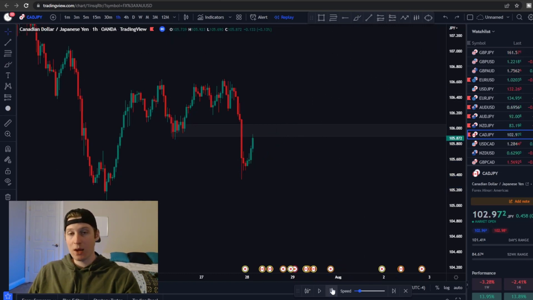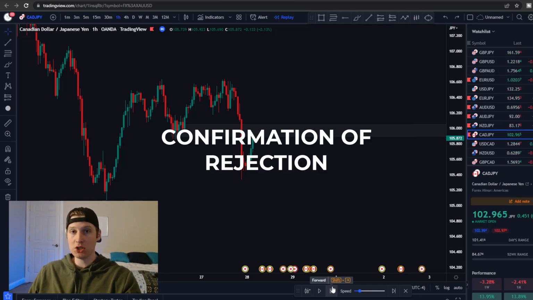So after a little bit of time waiting, we actually did get this pull back up into this level of resistance, now testing it as a possible rejection area. But what I don't do with this strategy is simply sell just because we're up into this area. What I'm waiting for now is a confirmation of rejection.